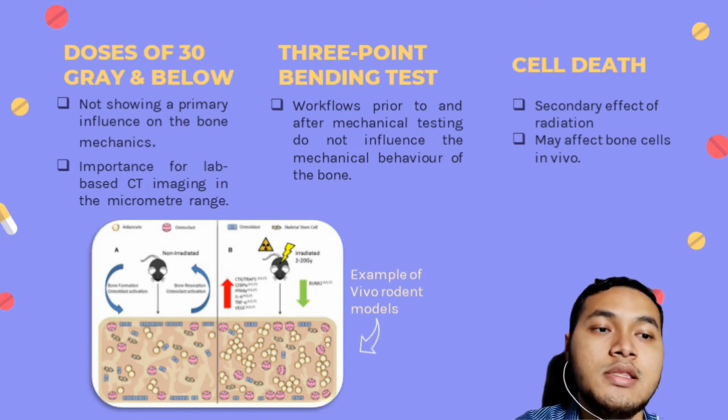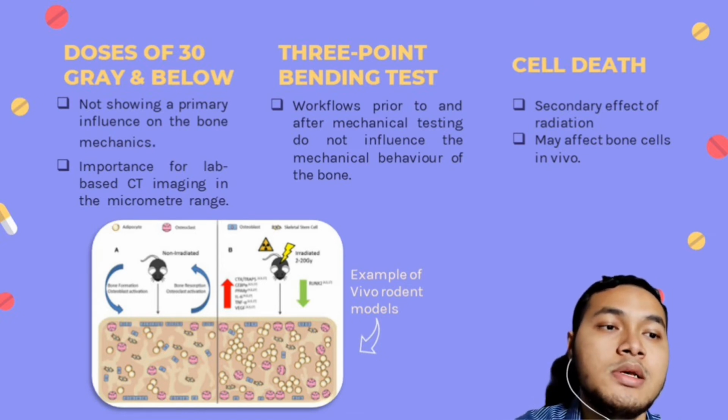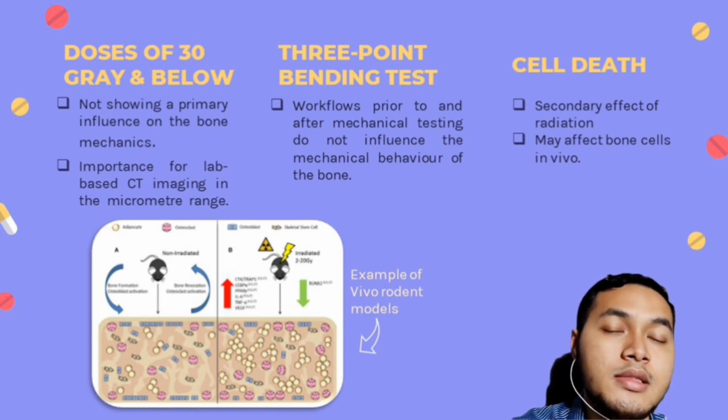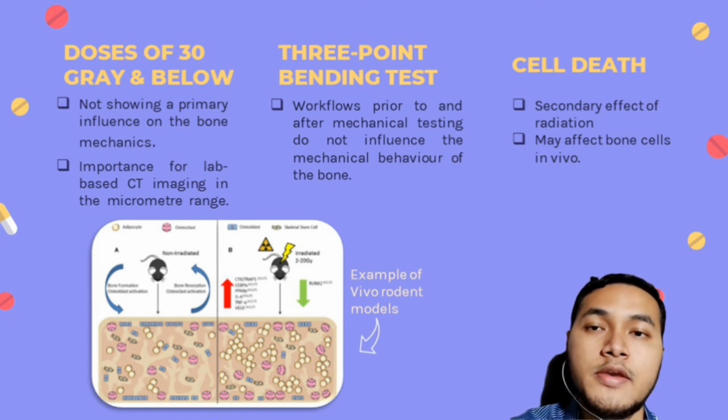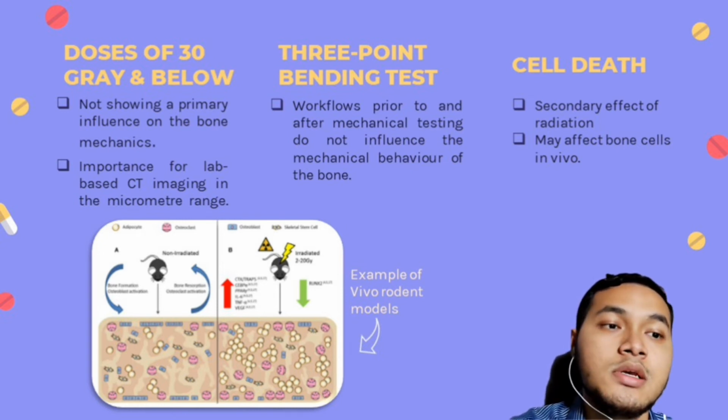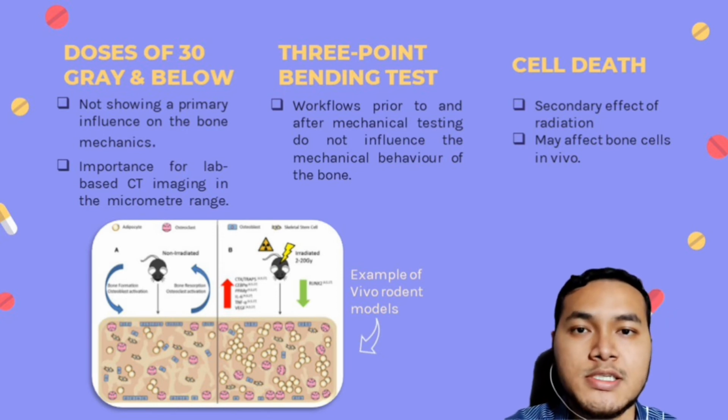Even so, cell death has been shown in multiple cases as a secondary effect of radiation and may affect bone cells in vivo with subsequent mechanical deterioration by a changed metabolism.